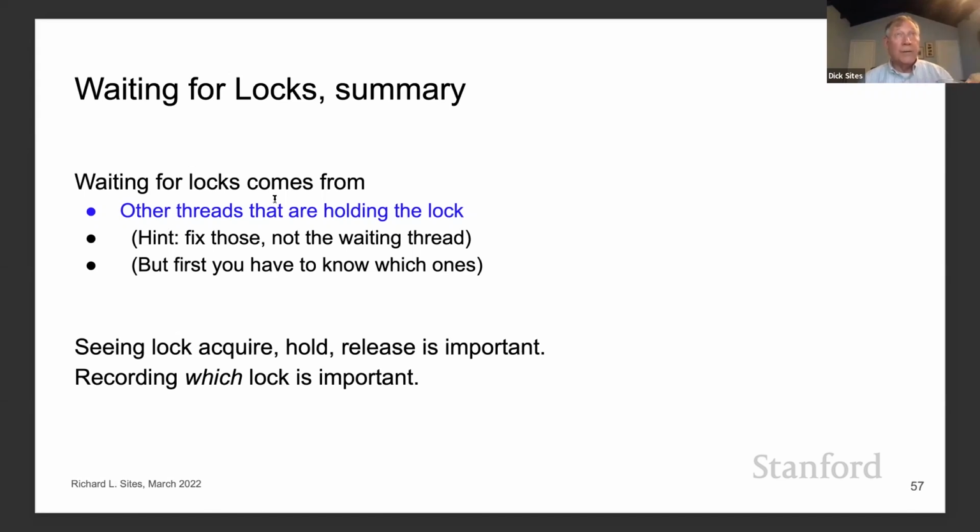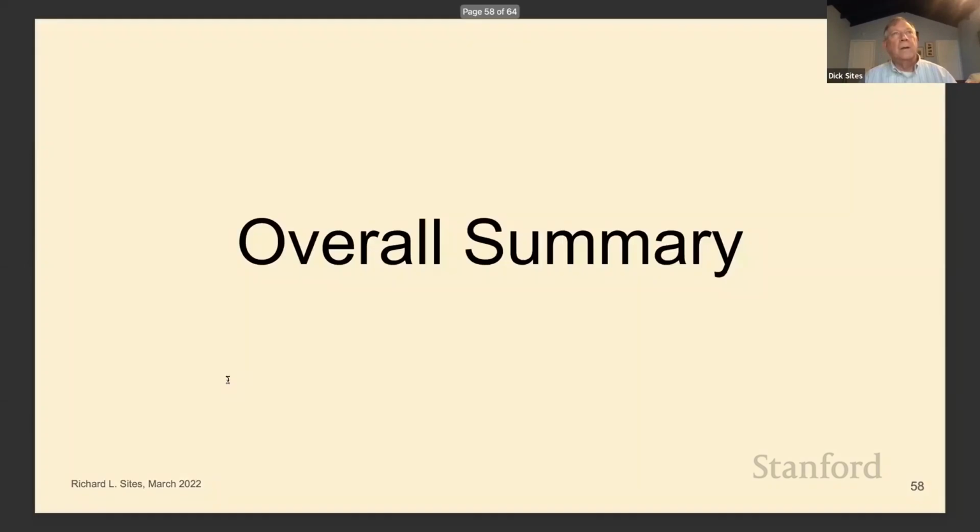But this is another example of when you're running slowly, the thing to fix is not the thing that's running slowly, it's somewhere else. So it's important to design in being able to see lock acquire and hold and release, and to be able to figure out which lock. So that's the 7 things that can make stuff run slowly. Executing too much code, executing the same code but more slowly, or not executing, waiting for one of the 5 shared resources.